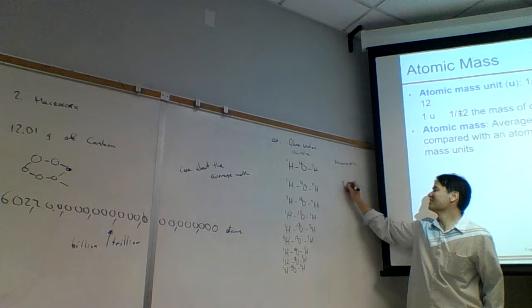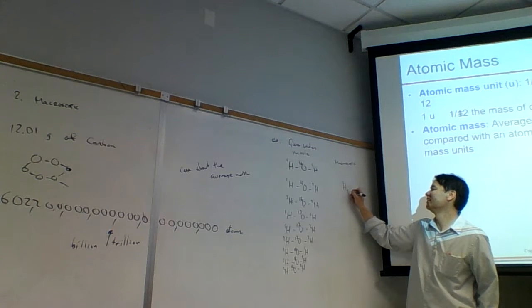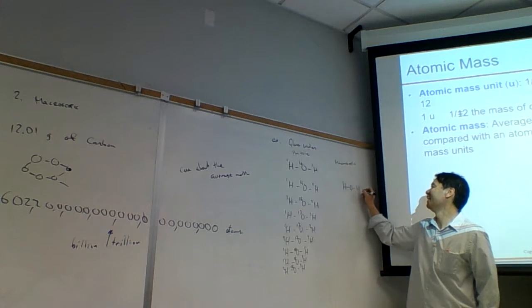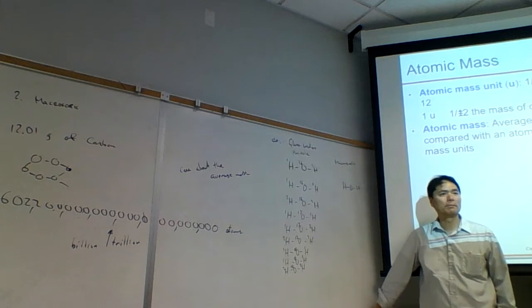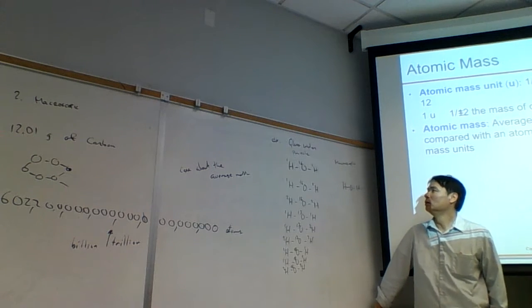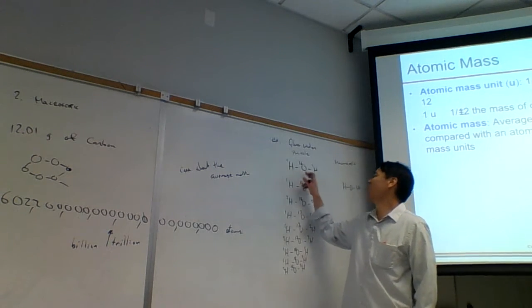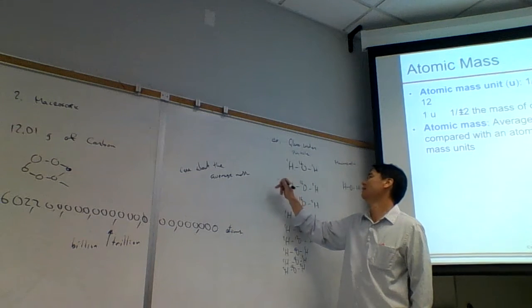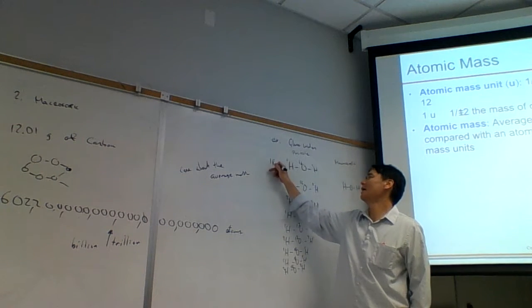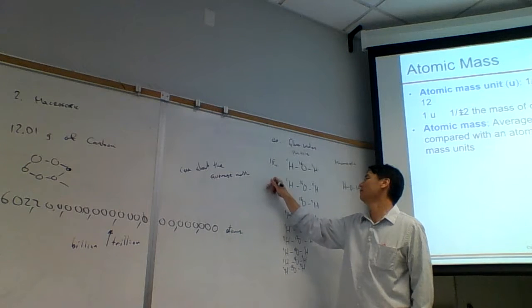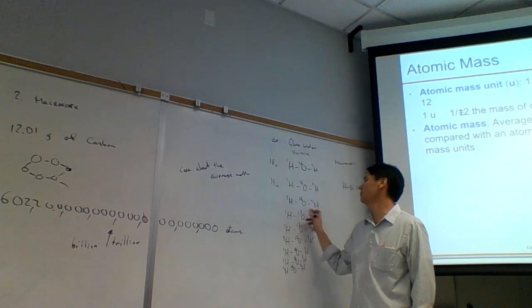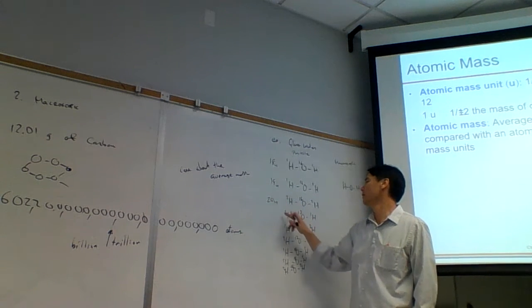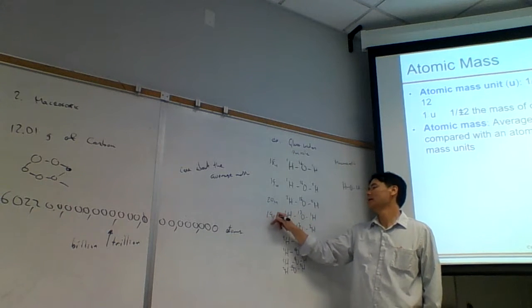The macroscopic person would represent it as HOH. To the particle person, they want to know, how much does this one weigh about? This one weighs about 18U. This one weighs about 19U. This one weighs 20U. This one is 19U.